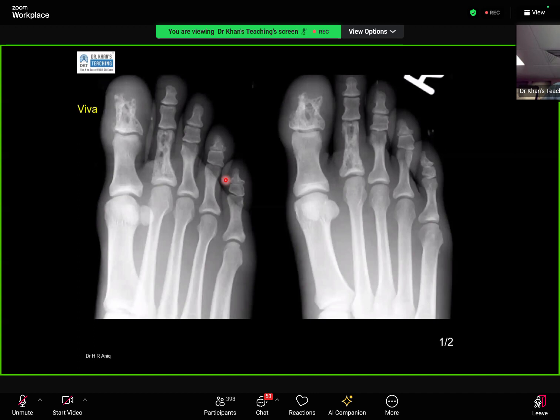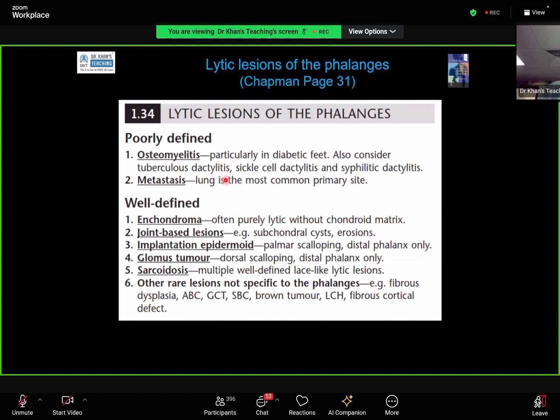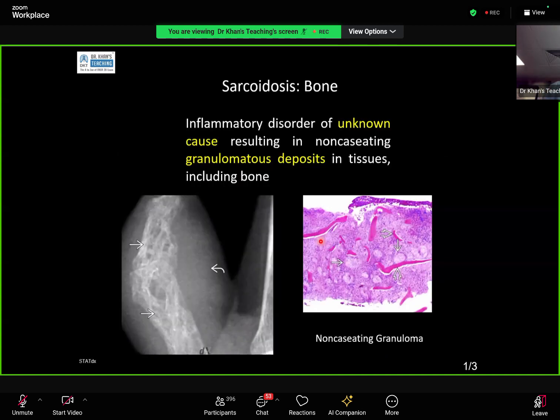Regarding soft tissue swelling, can there be soft tissue swelling in gout? Yes, sir. Correction, in sarcoidosis. Correction. Sir, don't know, sir. Okay. So, lytic lesions in the phalanges and well defined, and these well defined include sarcoidosis and all of these things. Fine. Now, this is the answer to my question. Look at this soft tissue here. Look at this soft tissue.